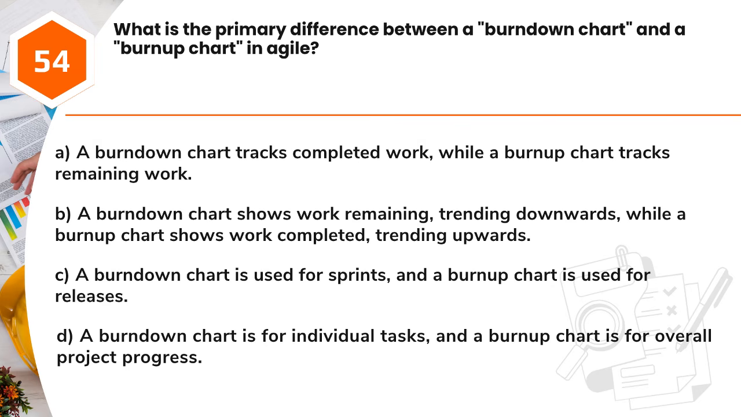Question 54. What is the primary difference between a burn-down chart and a burn-up chart in Agile? A. A burn-down chart tracks completed work, while a burn-up chart tracks remaining work. B. A burn-down chart shows work remaining, trending downwards, while a burn-up chart shows work completed, trending upwards. C. A burn-down chart is used for sprints, and a burn-up chart is used for releases. D. A burn-down chart is for individual tasks, and a burn-up chart is for overall project progress.